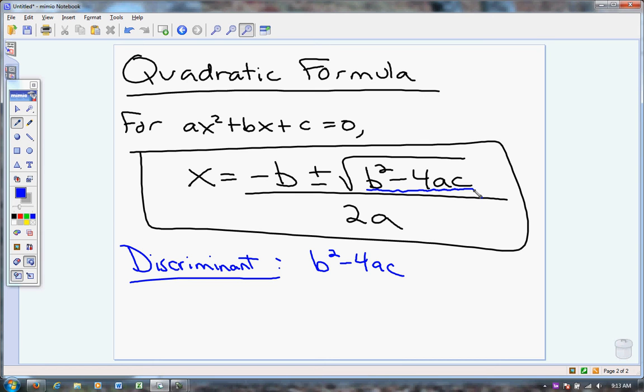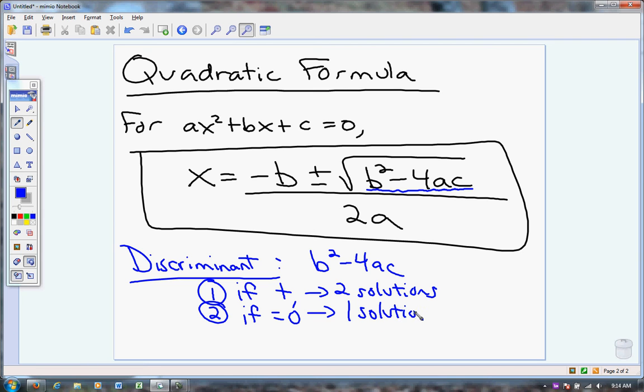Okay? There's 3 possibilities. The first possibility is if the discriminant is positive, then there are 2 solutions. If it's equal to 0, there's 1 solution. And if the discriminant is negative, there are no solutions. So the discriminant is kind of a little shortcut for us in that it tells us how many solutions we're going to have. Let's get to an example here and see how we use this quadratic formula.